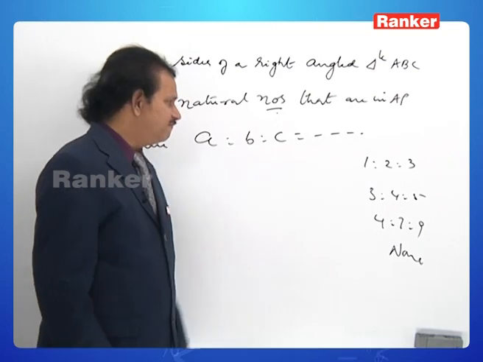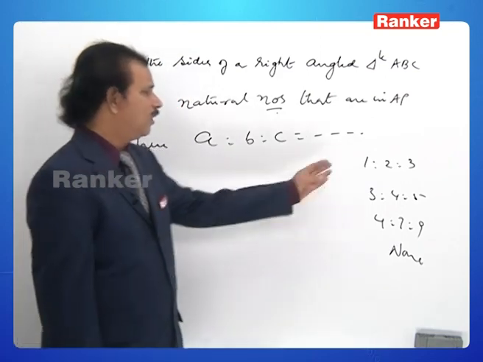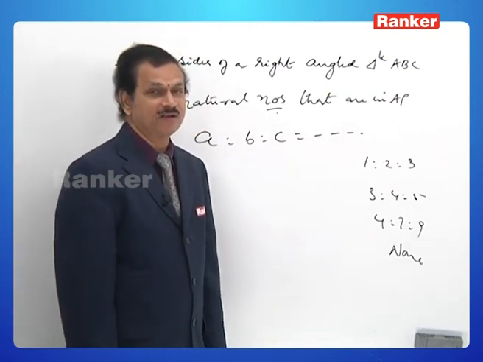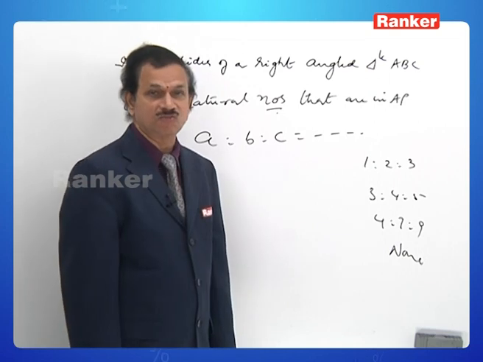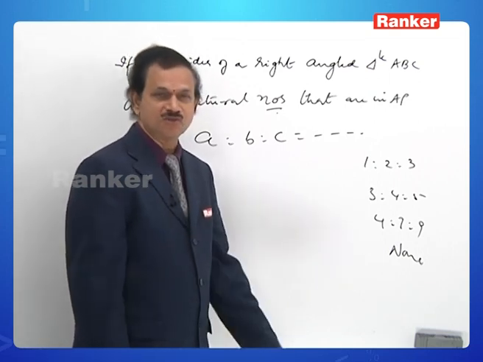It can be answered by mere verification. You see, 1, 2, 3. Suppose, can they form a right angled triangle? 1 square plus 2 square is equal to 3 square. False. 2 square plus 3 square is equal to 1 square. False. So it's not possible.